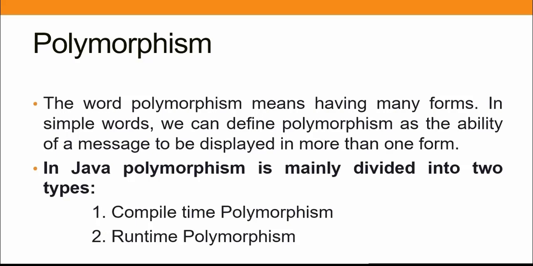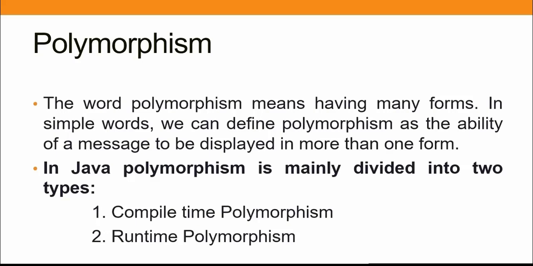Let me give you an example for better understanding. Let's say a person at the same time can have different characteristics, isn't it so? A man can be a father, he can be a husband, and at the same time he can be an employee somewhere, right? So the same person possesses different behavior in different situations. This is called polymorphism. That is the reason why I said, in simple words, we can define polymorphism as the ability of a message to be displayed in more than one form. It depends on the place that you are trying to use. I hope this makes sense now.